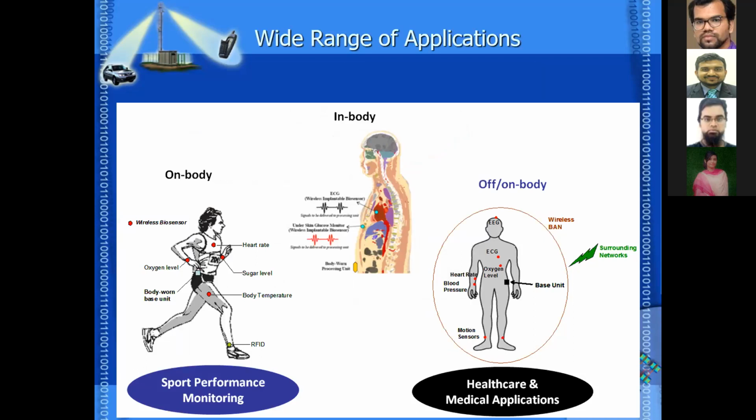Let's go for more understanding, so we can see the on-body and in-body. Let's say for sports performance monitoring, the person has different nodes and is running, and with him is the base unit. What about the pulse, the oxygen levels, the heart rates? They can get connected with the body's base unit, and from the base unit can be sent to the local transmission.